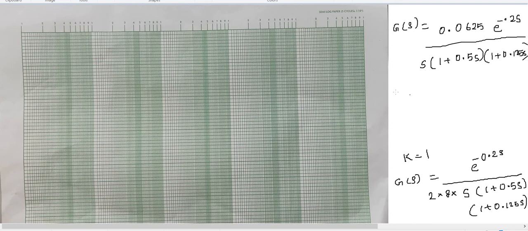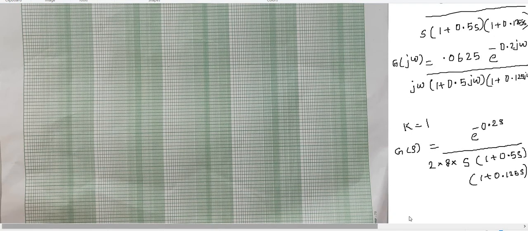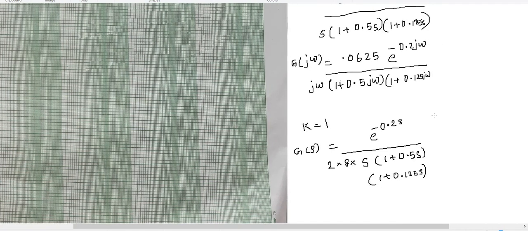When you write it in G(j omega), the sinusoidal transfer function, the equation will be G(j omega) = 0.0625 e^(-0.2 j omega) divided by j omega into (1 + 0.5 j omega) into (1 + 0.125 j omega). This is the expression for G(j omega).